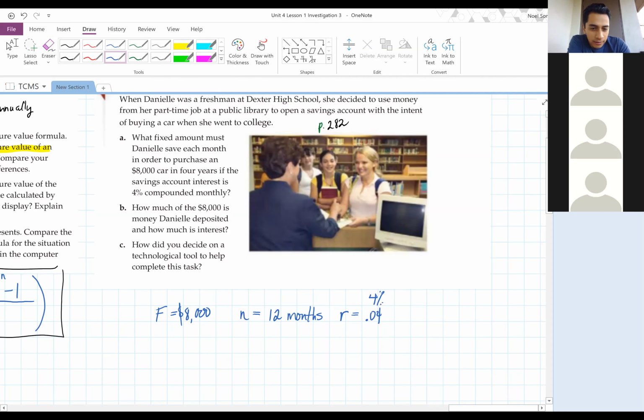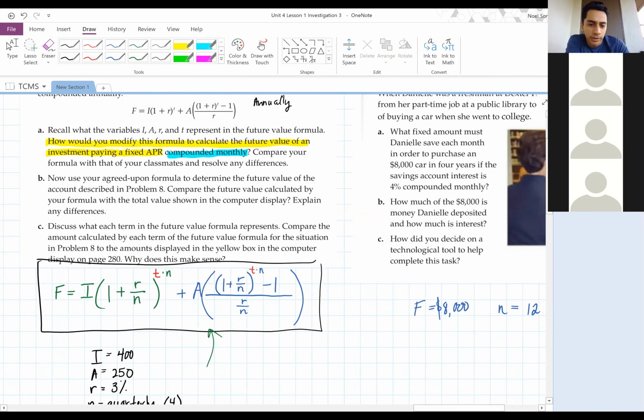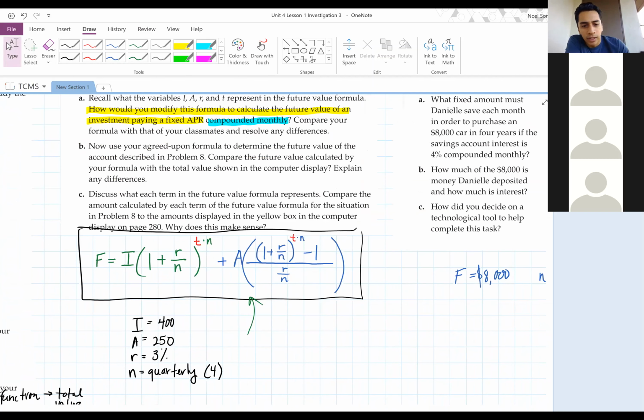And then there's a couple other things that we don't really have yet, right? Because they're asking us what fixed amount must she save each month. So if that's the question they're asking us, then that means we don't know, if this is the formula that we're trying to fill in as much as possible. Which one of these represented the amount for each month? Was it the A value or the I value?